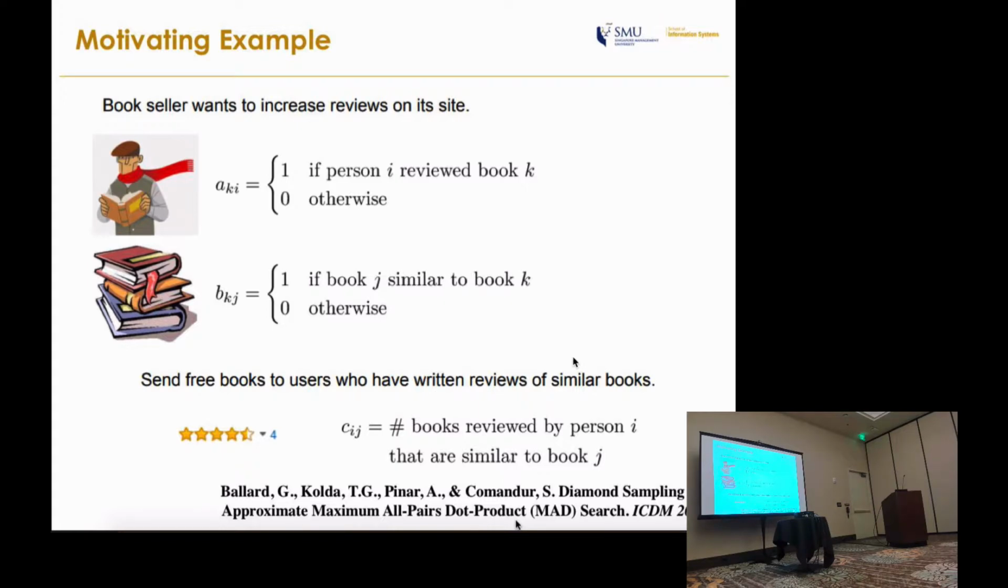So let's say this particular user has reviewed this particular book K, and because you also have a matrix of book similarities, if book J is similar to book K, then probably you want to recommend book J to user I, so that user I can read it and provide more reviews to book J.